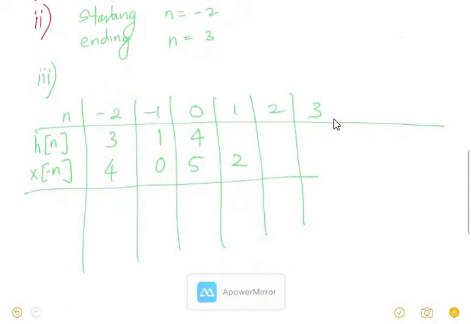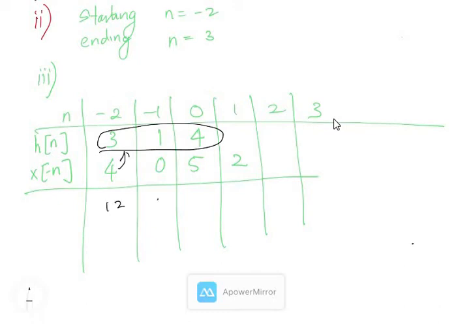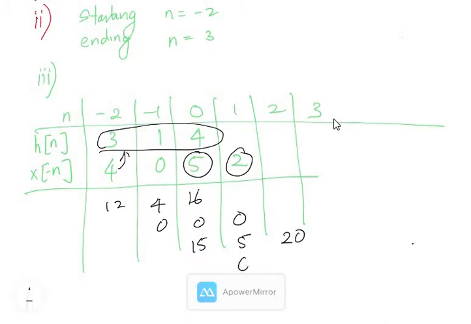Then you're using the sum by column method. 4 times 3, you get 12. 4 times 1, 4. 4 times 4, 16. And then 0 times everything, you get 0. Then 5 times 3, you get 15. 5 times 1, you get 5. 5 times 4, you get 20. And then 2 times 3, you get 6. 2 times 1, you get 2. 2 times 4, you get 8. Then you sum up.